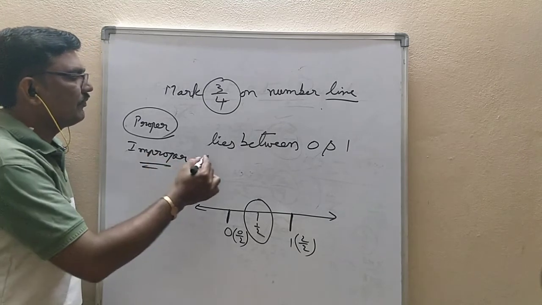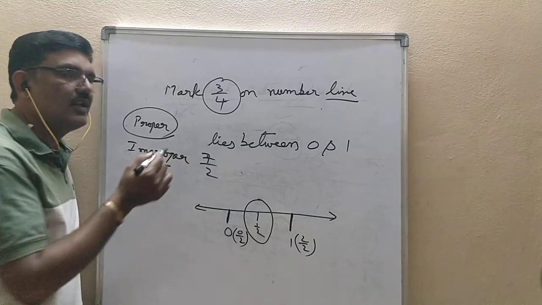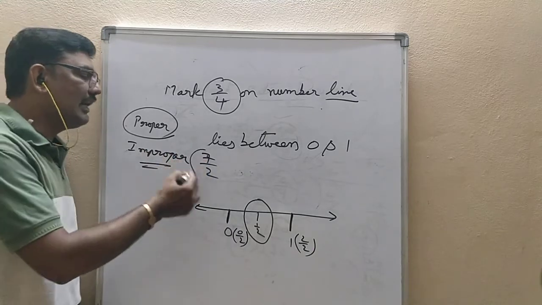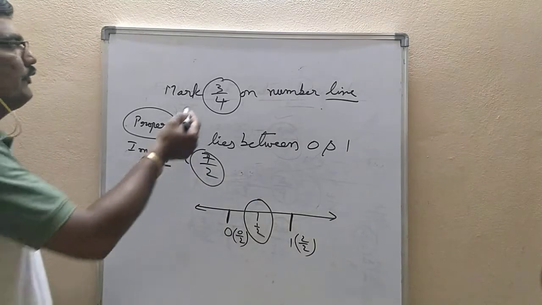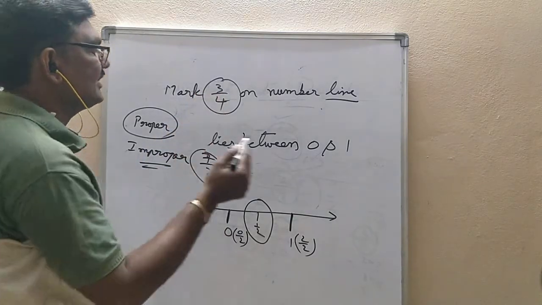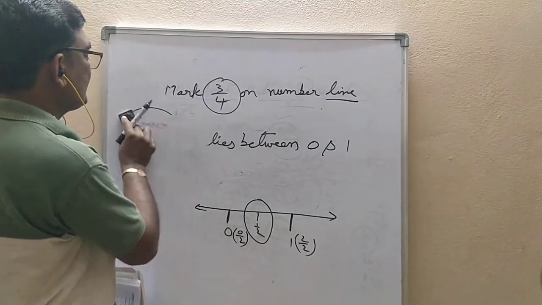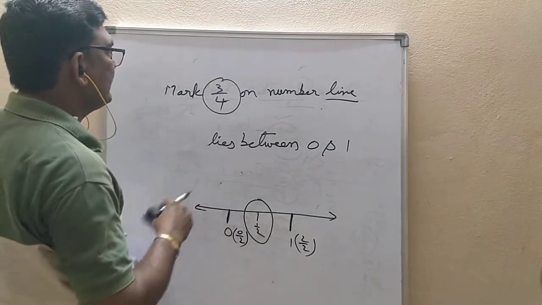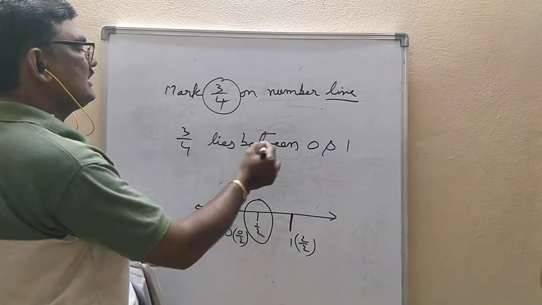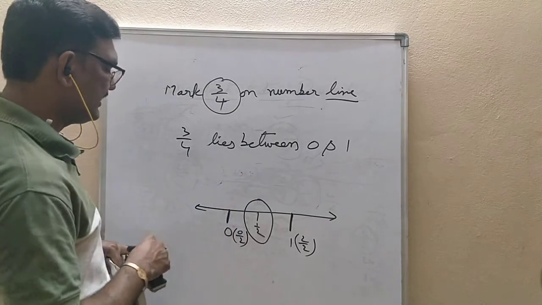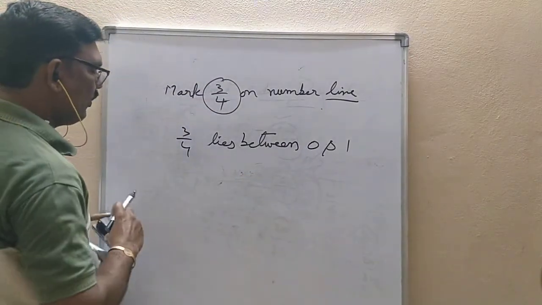Improper means like 7 by 2, where the numerator is greater than the denominator. If you have it like this, you have to convert it to a mixed fraction. If you have a proper fraction, its value is less than 1 and greater than 0. So if it is a proper fraction, its value lies between 0 and 1 only. So 3 by 4 lies between 0 and 1, same as this one. Okay. So now what do you have to do?